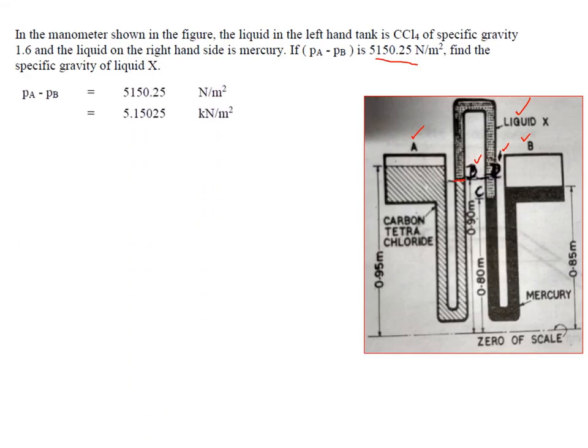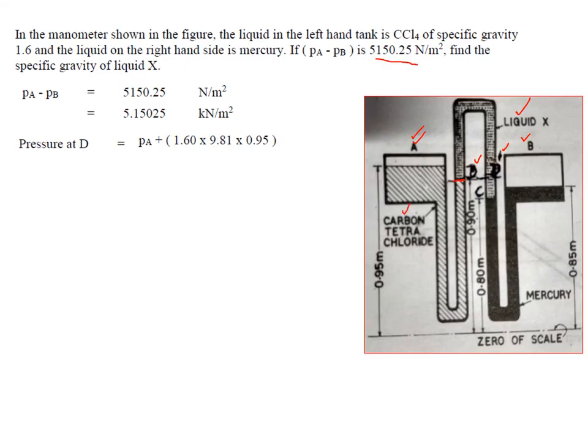Now the difference of pressure is 5150.25. If you divide by 1000, it will be 5.15 kilonewton per meter square. So as usual, you write pressure at D equals pressure at D dash. First I will find the pressure at D. What is the pressure at D? It is pressure at A, and as we move downwards, pressure increases. How much? 0.95. What is there? Carbon tetrachloride.